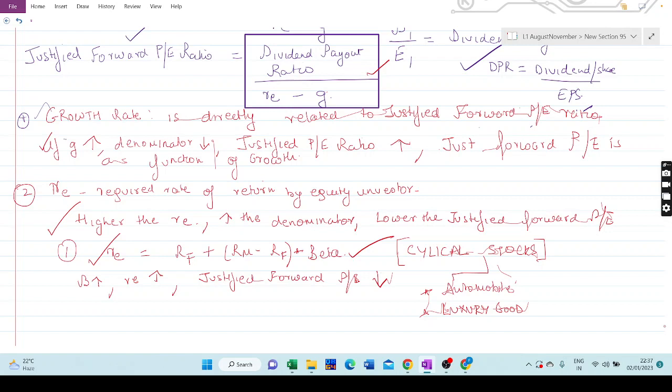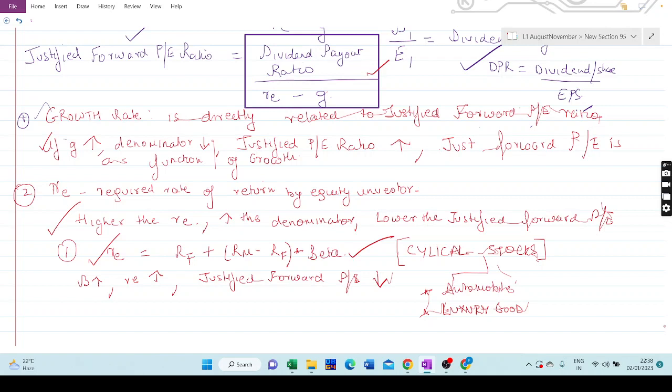So guys, go find the P ratio of Tata Steel, go find the P ratio of SAIL. You will see that the P ratio of Tata Steel and SAIL is very low, very less. It is something like five. Yes, so the P ratio of Tata Steel is very low. Why is it low? Because it is cyclical, right?